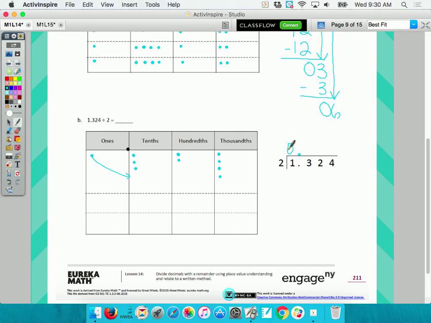Okay, now I'm regrouping the 2 rows of 5. That's 6.